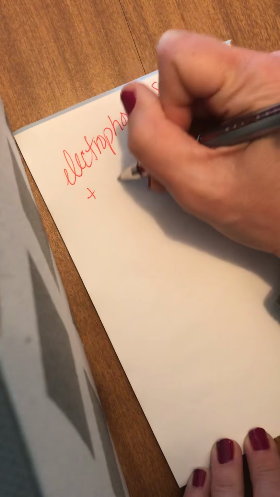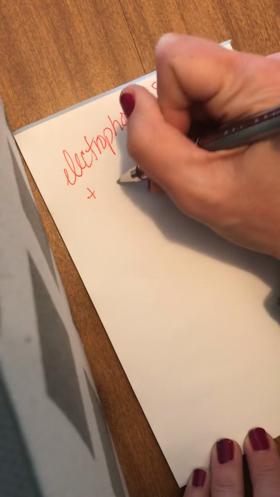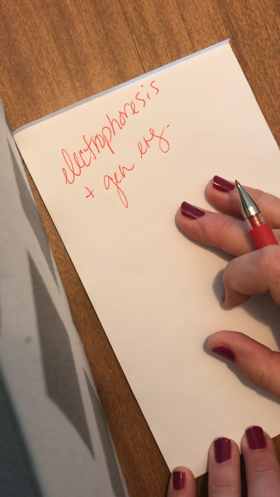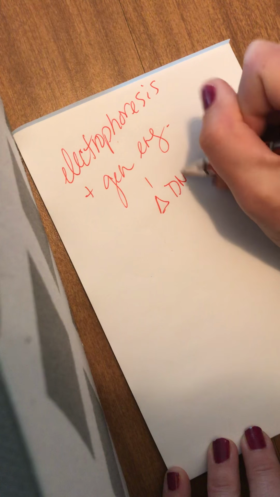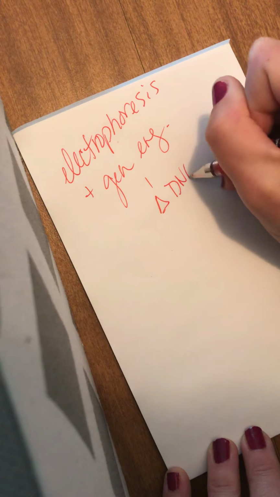Electrophoresis, and actually I want to talk about genetic engineering. So, genetic engineering is when you go through and you change your DNA, and you do that by adding something to it. So if you want to add a gene, you can genetically engineer it.